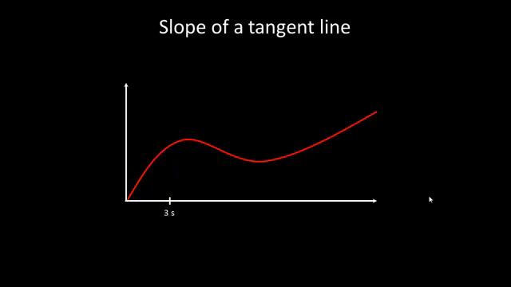Now here's just a generic graph of some curve. This could be a position versus time graph, or it could be a velocity versus time graph. But we can consider what the slope of the tangent line looks like at a particular point in time. So let's pick the time 3 seconds. We draw in our tangent line, which will be a line that crosses the curve only in one location. And we can find the slope of that line, which is just going to be the rise over the run, or delta y over delta x.